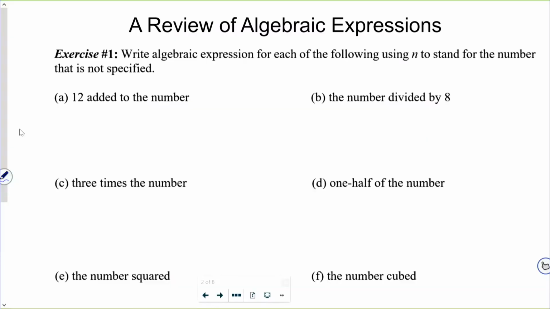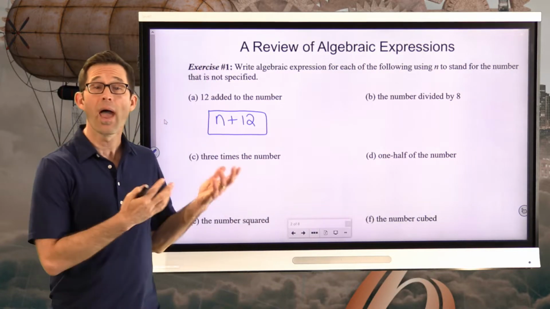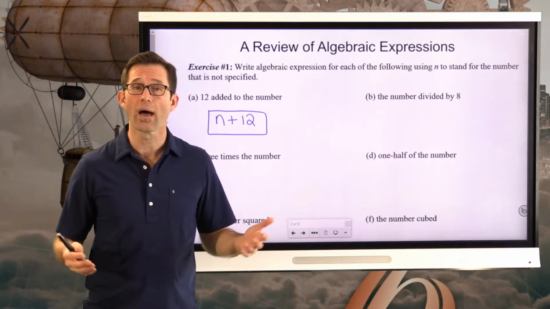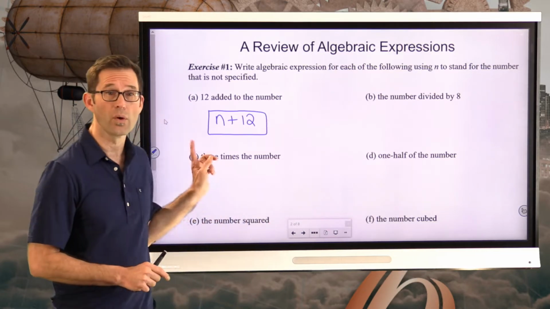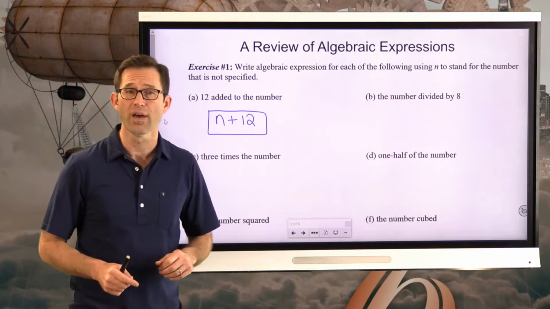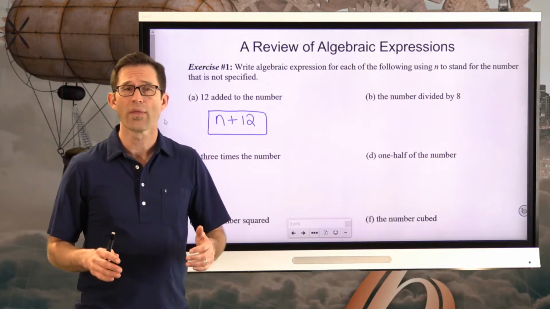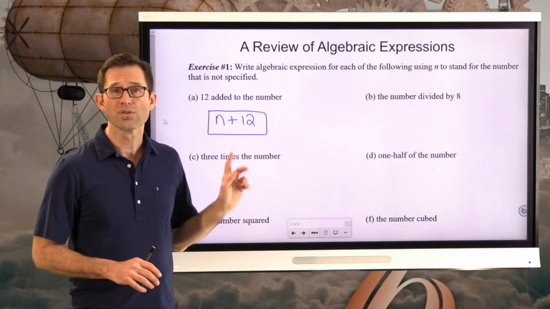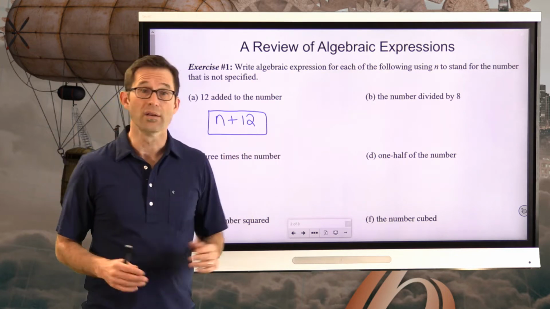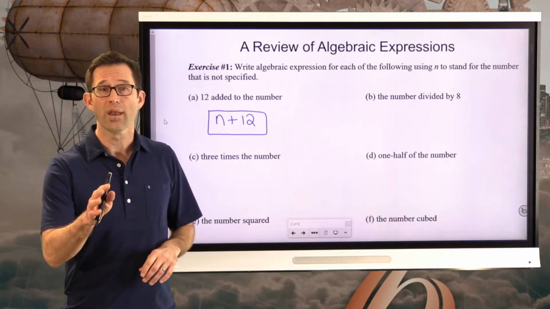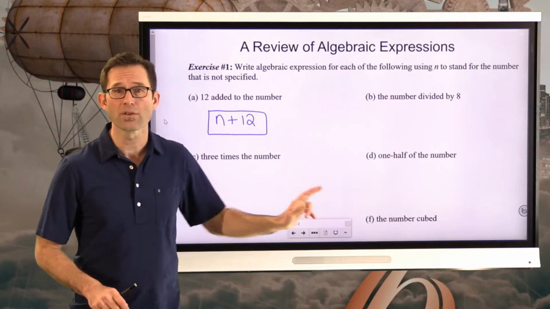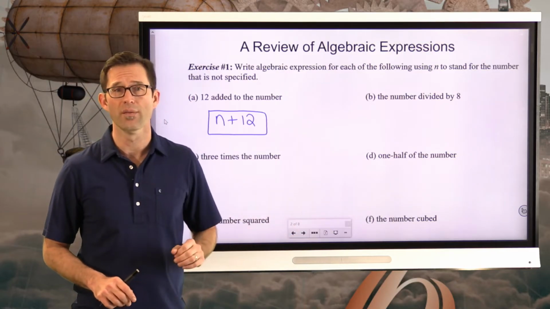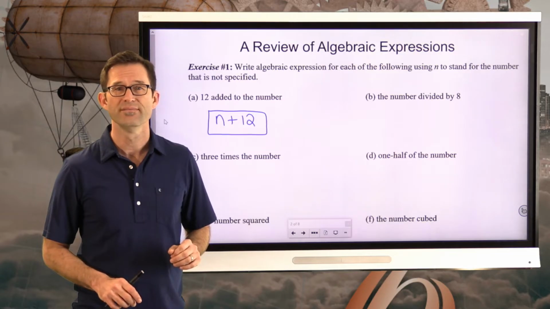So 12 added to the number, make sure you've got n plus 12 and not 12 plus n. That would be the number added to 12. That simple. And a great example of an algebraic expression. Algebraic because it has a variable in it, right? We haven't given you the value of n. And it's an expression rather than just a simple variable because there's also an operation, addition by 12. So what I'd like you to now do is pause the video and see if you can come up with algebraic expressions for the other 5 in this problem. Take a few minutes.